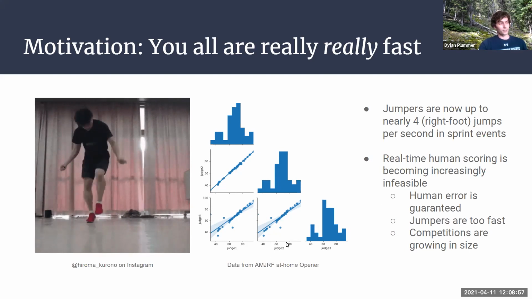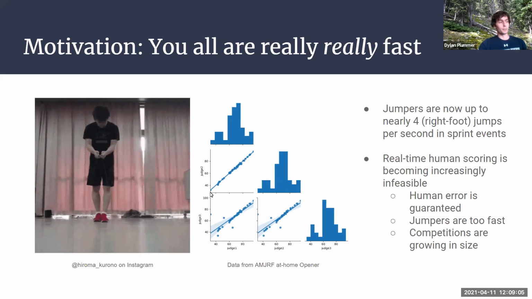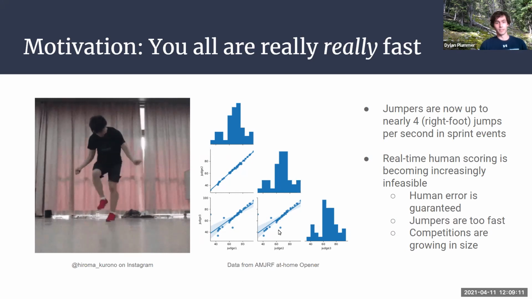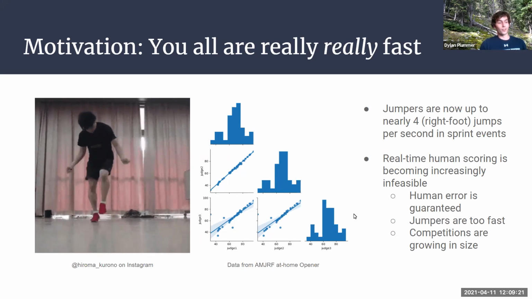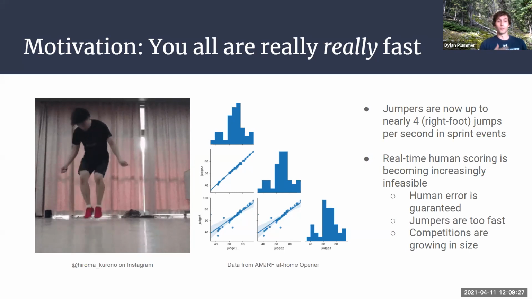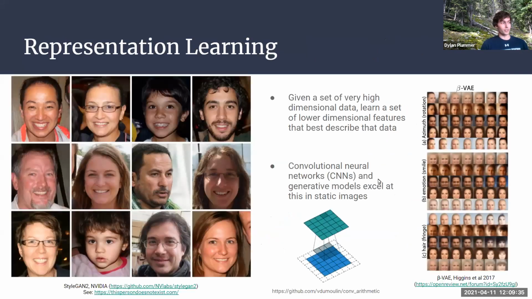So these are some data points from the at-home opener. There were 3 judges for every single event, and you would expect the judges' scores to be perfectly correlated, but you can see that there's some errors even when scoring speed from video. Besides that, in real competitions, you're going to have jumpers that are incredibly fast, so this error is just going to grow. And also competitions are growing in numbers. So we would increasingly need more and more and more accurate judges to be able to run these competitions. And so hopefully that's where some of my research could come in.